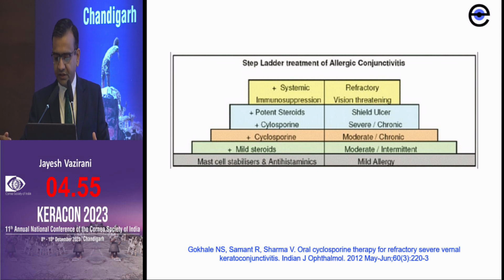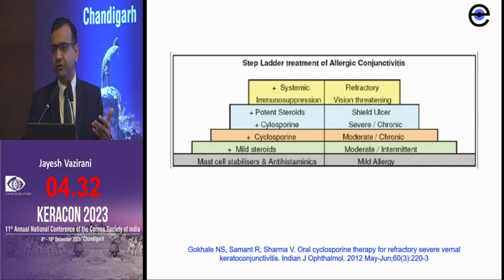So if you are seeing what is at the top of this very nice classification that came out in IJO recently, not very recently, there's a recent upgrade to this. So if it is refractory disease, vision threatening or blinding or severe disease, you would definitely look at systemic immunosuppression. Also because quite a lot of these patients will need some form of surgical rehabilitation.